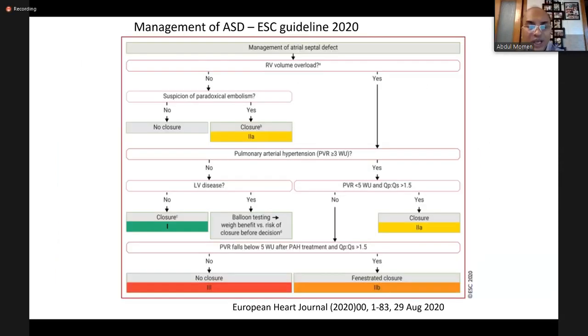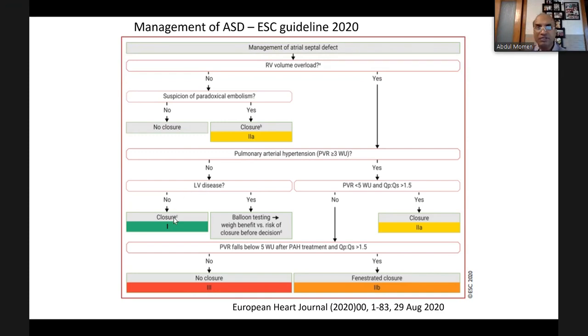And this is the new guideline recommendation. Management of atrial septal defect with RV volume overload: yes. Pulmonary arterial hypertension, PVR more than 3 Wood units: no. LV disease: no. Closure of ASD. LV disease: yes. Balloon testing, weigh the benefit ratio and risk of closure before the decision.